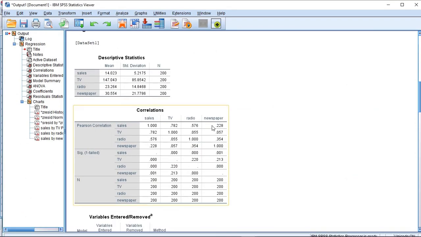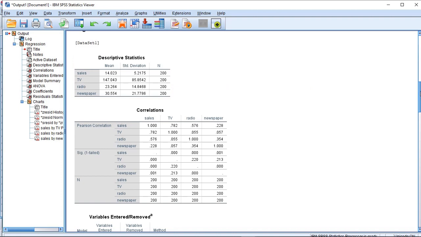Remember where I ticked descriptive statistics. This table gives us the descriptive statistics, where we can find the mean sales. Here our mean sales is 14.023. N is the sample size. We have no missing values, so the sample size here is 200. Then the mean contribution for the TV is this one, for the radio is this one, for the newspaper is this one.